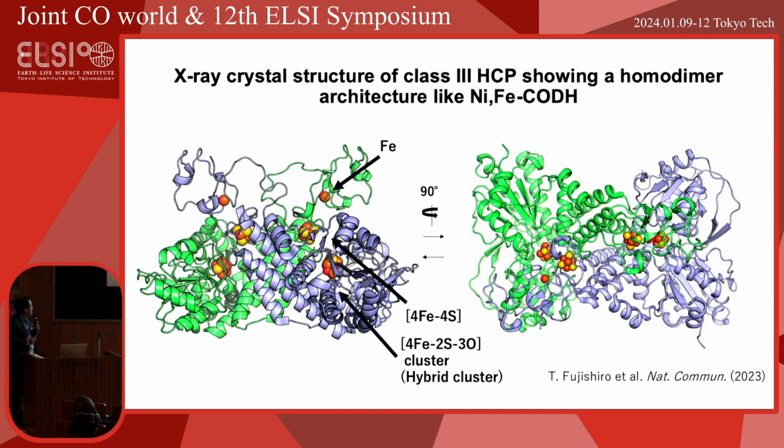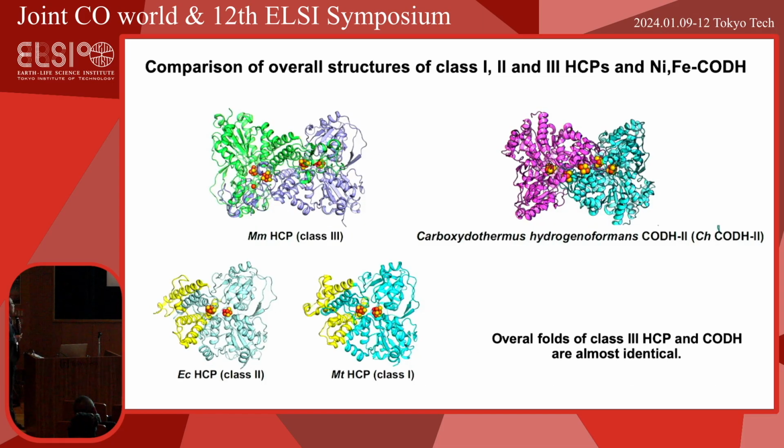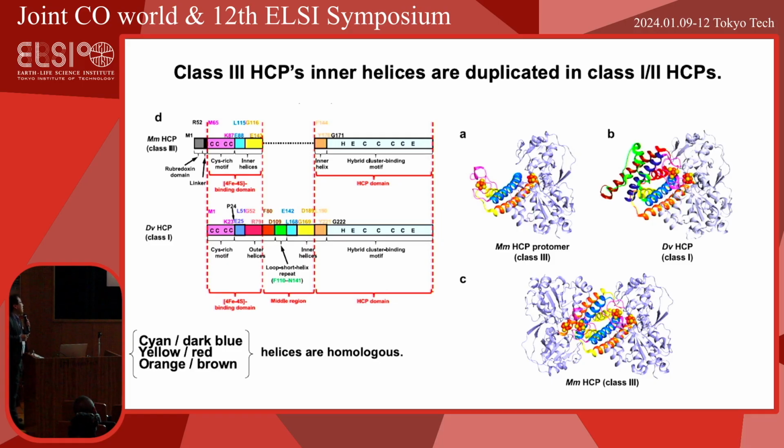Very recently, we successfully solved the crystal structure of class 3 HCP having the homodimeric architecture here. And the overall structure is very, very similar to CODH. Now we can compare all of the classes of HCP overall structures and CODH. It's clear to see this protein architecture is very similar to this one. And the other important feature is the inner and outer helices here. These colored helices are very, very similar.